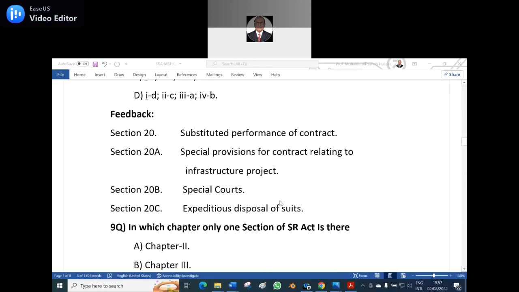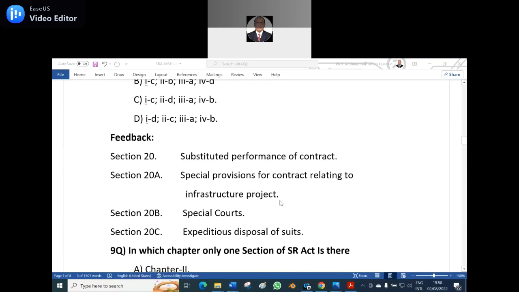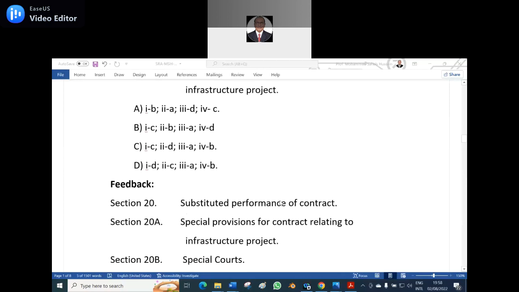Section 20, substituted performance of contract. Section 20A, special provision for the contract related to the infrastructure project. Section 20B, special courts. And section 20C, expeditious disposal of suits. So that is the match, and the right answer is C: 1C, 2D, 3A, 4B.